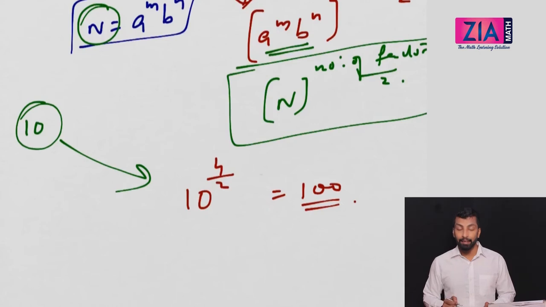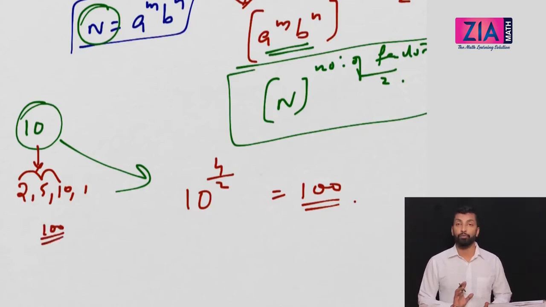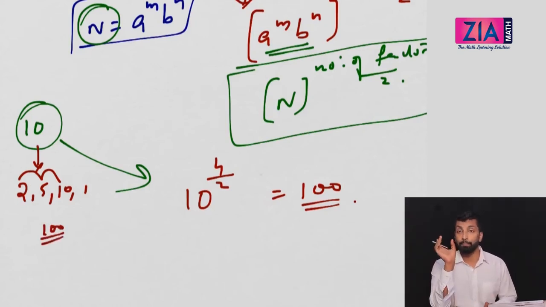Now why are you getting it? Let's see the factors of 10: 2, 5, 10, 1. Multiply everything. 2 into 5, 10. 10 into 10, 100. 100 into 1, 100 itself. So you're getting 100. I hope this is clear for all of you. So if you need to find the product of factors of a number, the number which is given is raised to the number of factors by 2, using the formula (m+1)(n+1)/2.